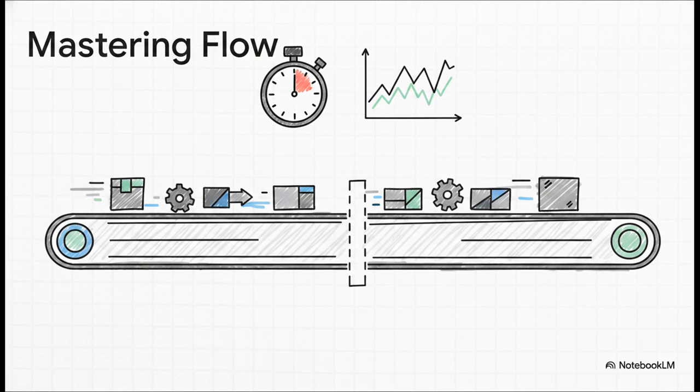And then you have flow metrics. Cycle time measures exactly how long an item takes from the second it enters in progress to being completed. Add in the cumulative flow diagram, or CFD, and you get this incredibly powerful visual of your progress and your bottlenecks over time. You are effectively measuring the exact speed and health of your assembly belt.